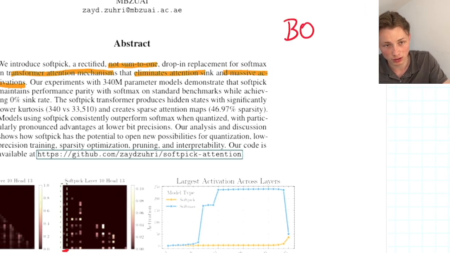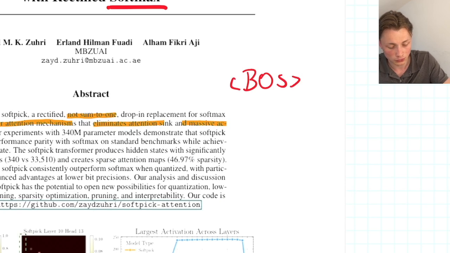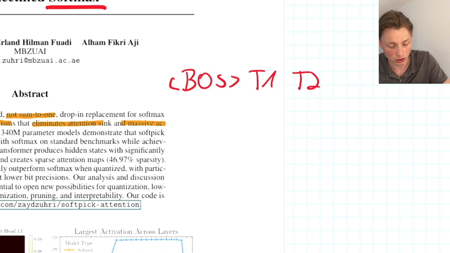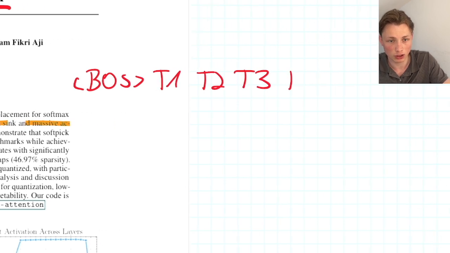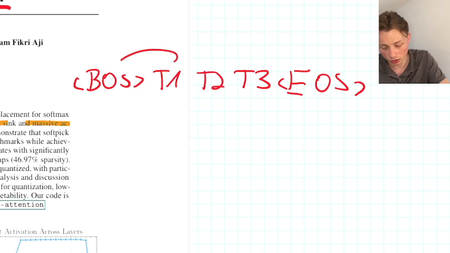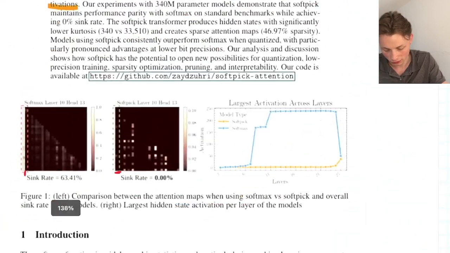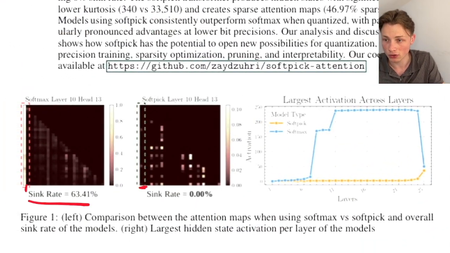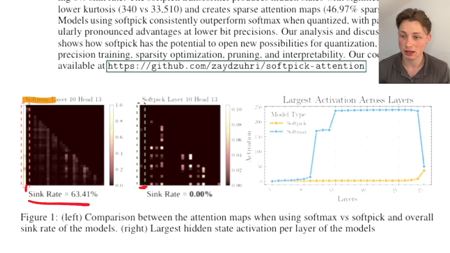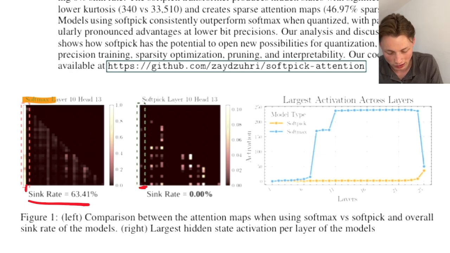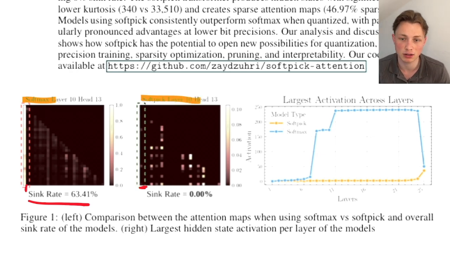So if we have a begin of sentence token, we have token 1, token 2, token 3, and then we also have one end of sentence token. The model puts all the attention to this begin of sentence token. We actually can see it in this figure already. So if we look at this figure, this is the attention map for Softmax at layer 10 head 13, and on the right side we have the Softpick at layer 10 head 13.